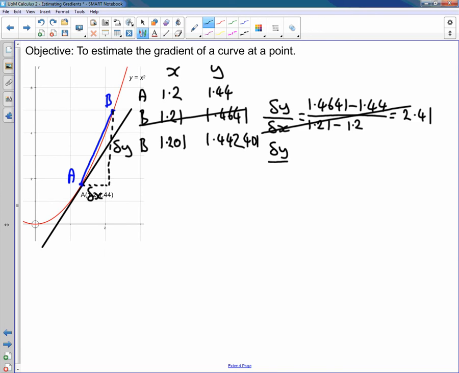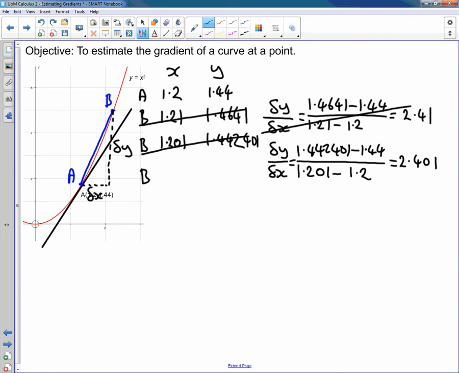So delta y over delta x is now going to be 1.442401, take away 1.44, over 1.201, take away 1.2, which gives us 2.401. Wow, that's even closer. That's really very close to 2.4. But again, we can go even closer by saying B is actually going to be at 1.2001. Now, I'll save you going through the delta y's and the delta x's. If we do that, then delta y over delta x becomes 2.4001.